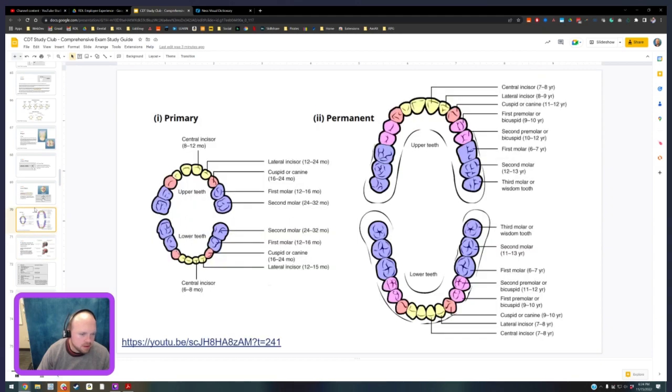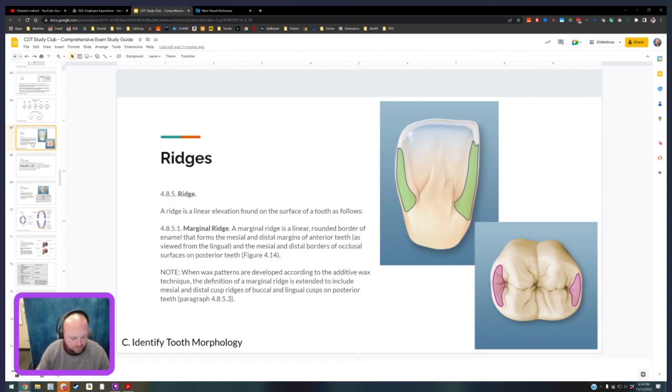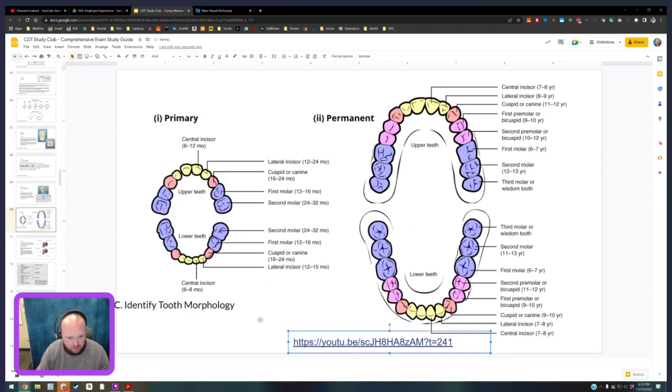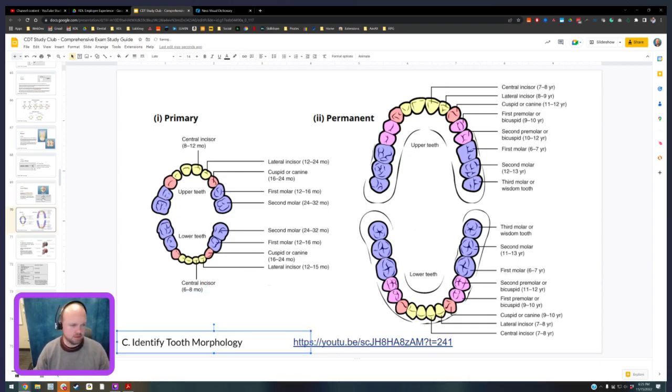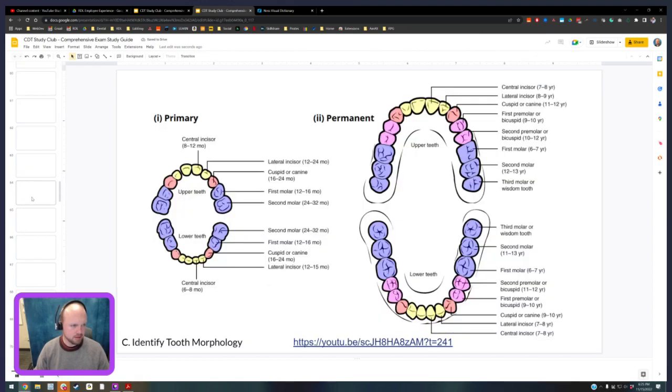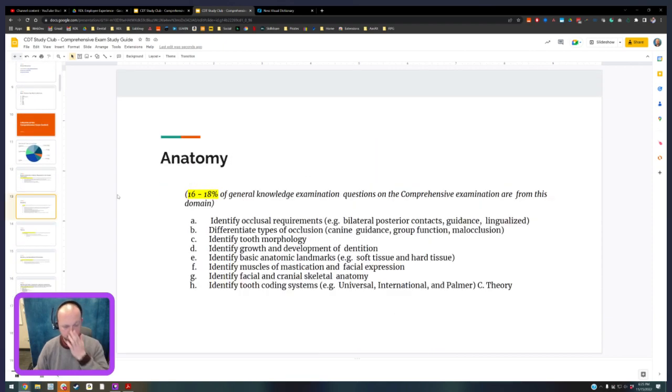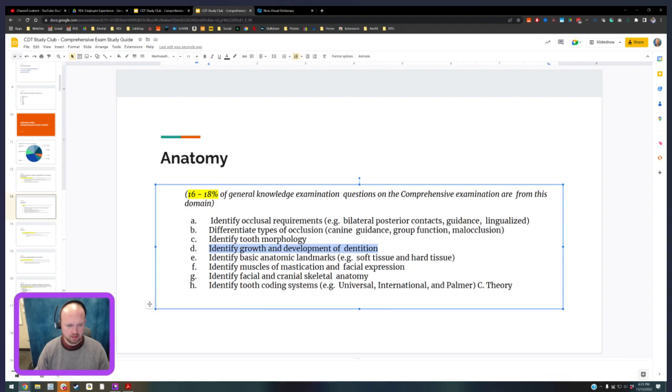All right. So all of a sudden we go from what we were doing, which was identify tooth morphology, control C, control V, control V, oopsie. There's that cool little YouTube video on primary dentition. So I think this goes, if we're looking, I'm going to open this up. I'm going to duplicate this tab so we can go back and forth to the beginning without losing our place. So if we're looking at our anatomy discussion, all right. Identify growth and development of dentition is D. So it is immediately following. So identify growth and development of dentition. Let's go ahead and just copy that.